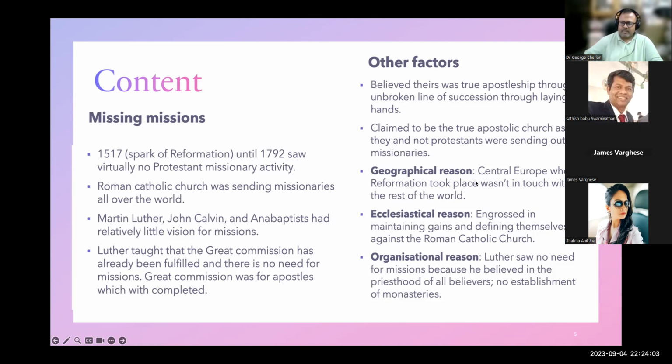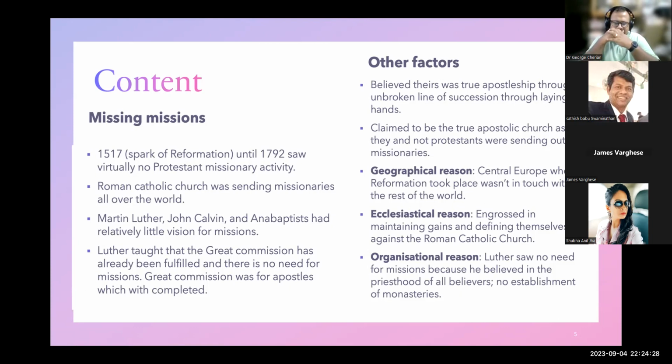And there was a geographical reason also, because Central Europe, where the Reformation took place, was not in touch with the rest of the world. So of course, because of their communication and the geography, they were not in touch with other places in the world, so their message also would not go out. So that's one of the reasons.